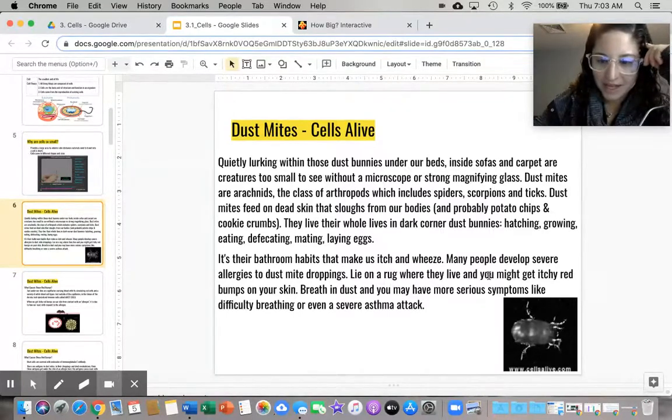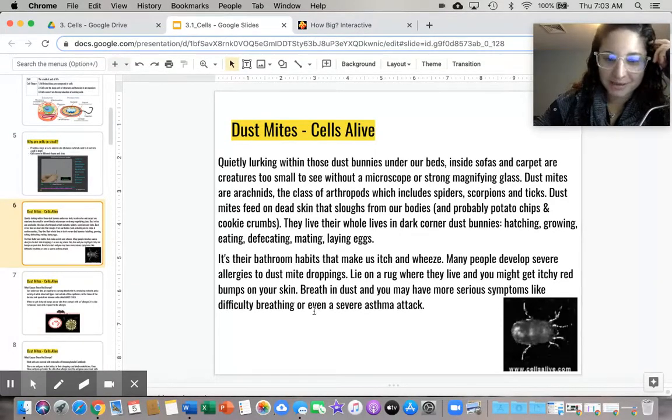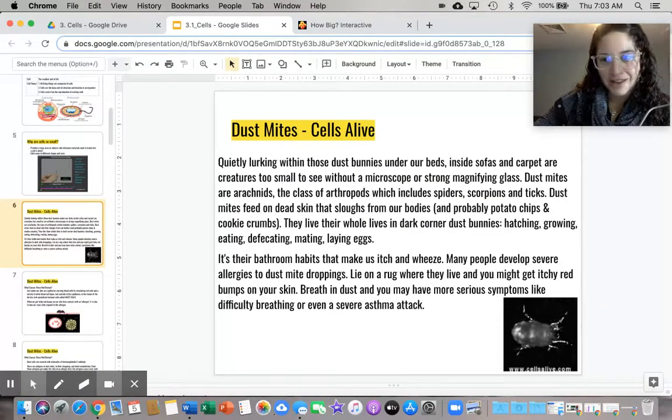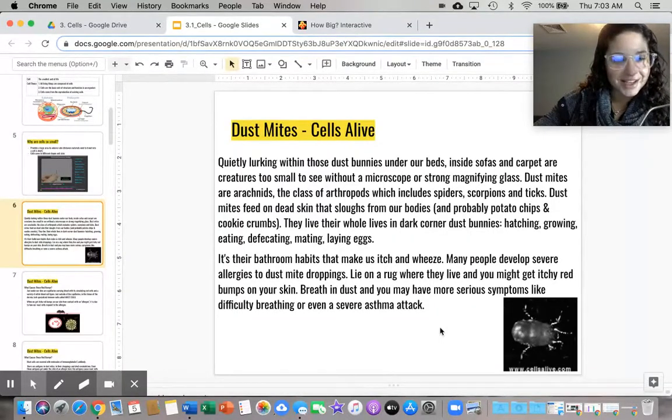Lie on a rug where they live and you might get itchy red bumps on your skin. Breathe in dust and you may have more serious symptoms like difficulty breathing or even a severe asthma attack, like I said. And then this is a GIF of a dust mite. So this is what they look like. They're like creepy crawly little tiny things that are everywhere and they can cause these issues. So that's fun, right?